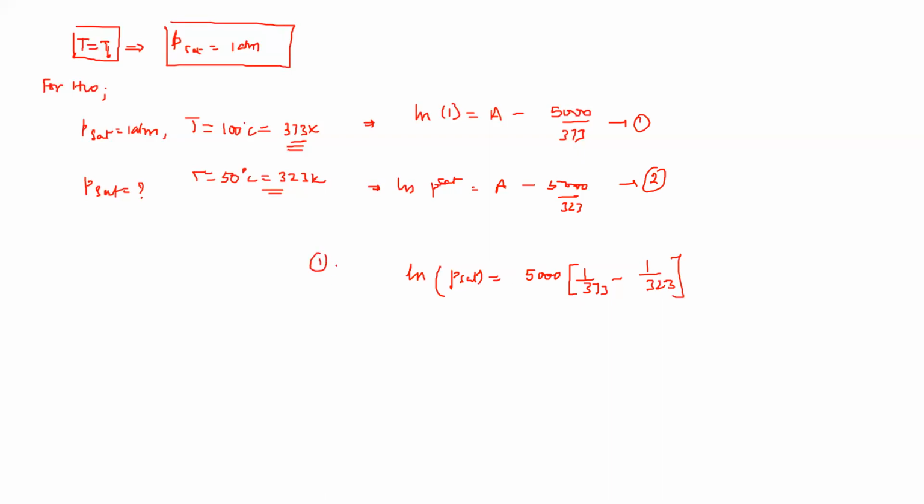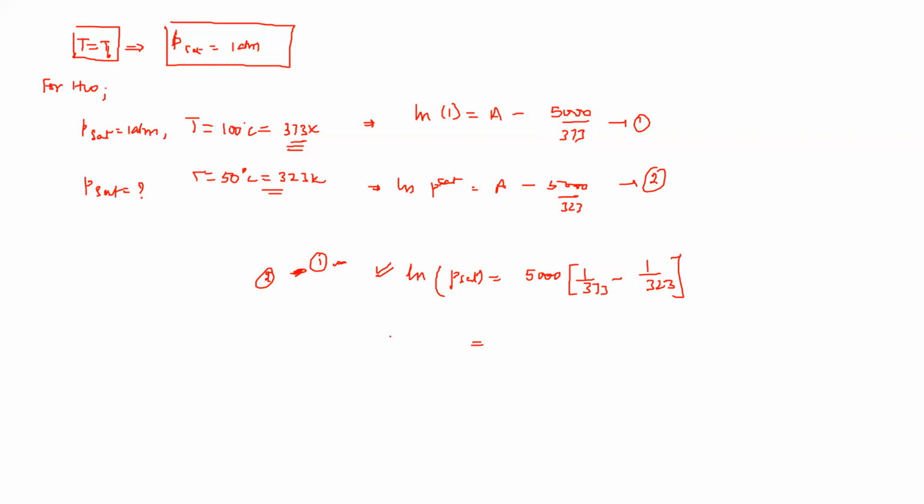We have subtracted equation 1 from equation 2. So it becomes 5000 by 373 minus 5000 by 323. All right, so this we have to find out.